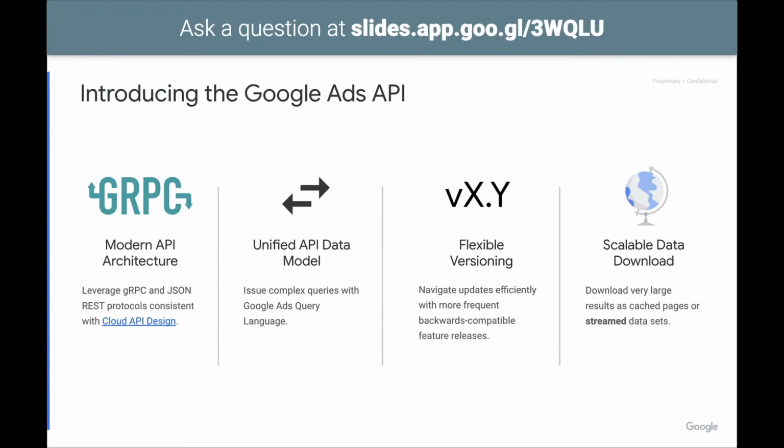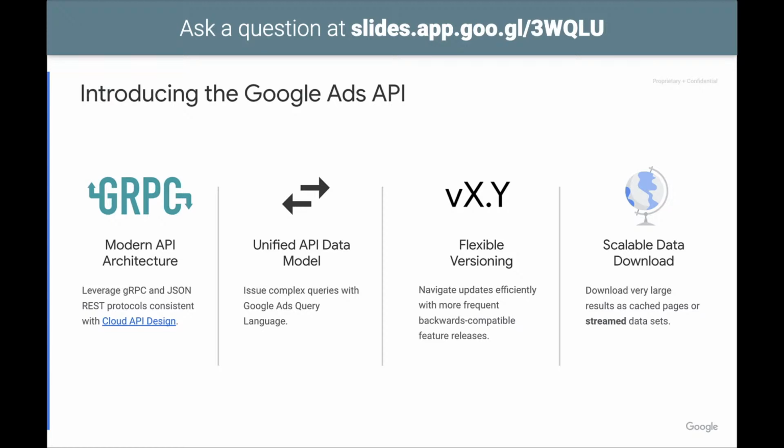So, as I mentioned, it has been built brand new. It's a modern API architecture. So there's no more SOAP, which was used in the AdWords API. Instead, we leverage gRPC and JSON REST protocols, which is consistent with cloud API design. And don't worry if you're not an expert on gRPC, or even if you've never heard of gRPC. If you use one of our client libraries, a lot of that will be abstracted away from you, so you can use the API without understanding what gRPC is or how to use it.